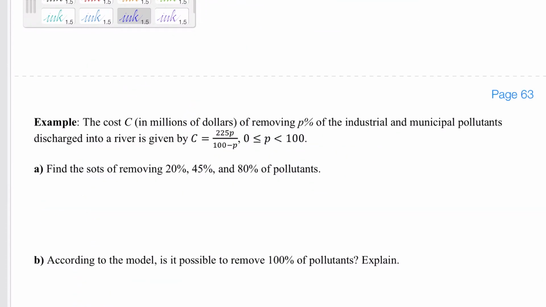Last thing I'm going to look at is, okay, what if we have situations where we have real life representations? So the first one, the cost in millions of dollars of removing p% of industrial and municipal pollutants into the river is given by this first equation or function. And this is when p is greater than or equal to 0 but less than 100.